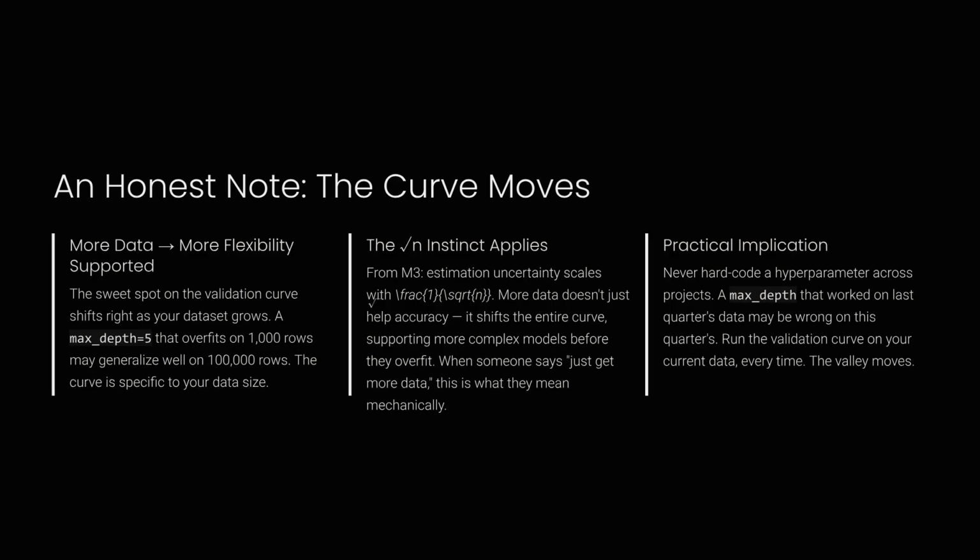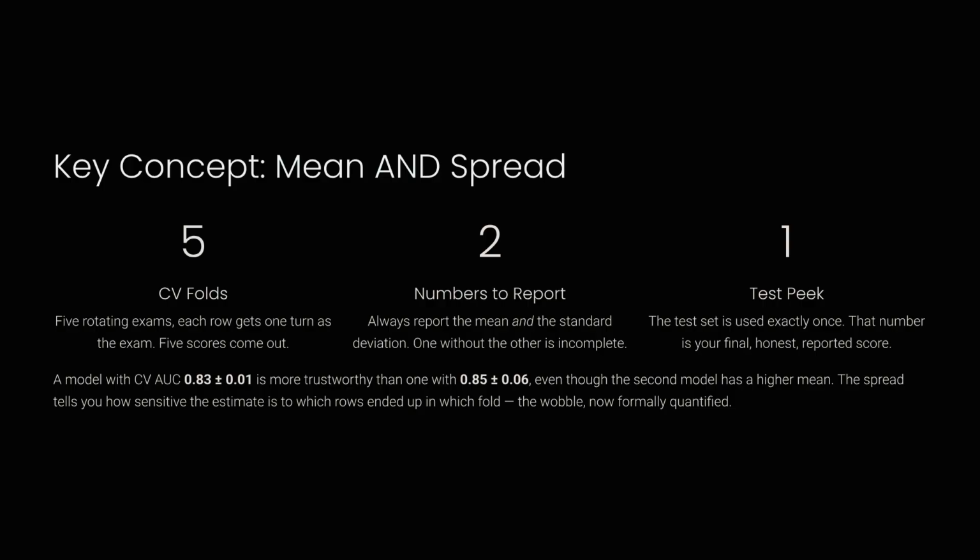Comparing our two canonical plots is helpful. The falling loss curve from earlier watches a model learn over time, whereas the validation curve shows how a model behaves as you adjust its flexibility parameters. Remember that these curves move with your data. More data supports greater model complexity, shifting the sweet spot to the right. Always run these diagnostics on your current dataset, as hard-coding parameters from previous projects can lead to errors.